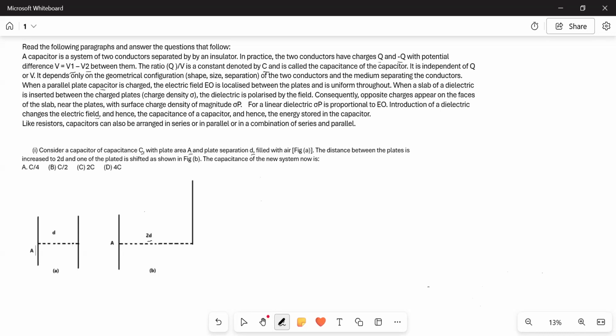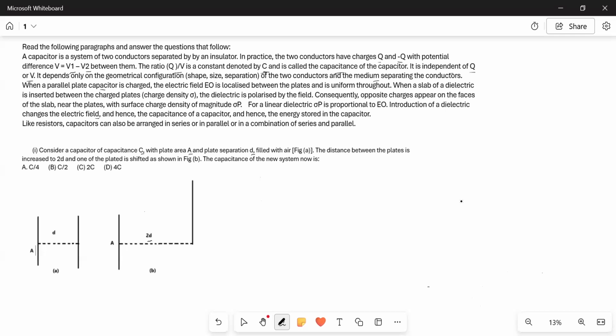The ratio Q by V is a constant denoted by C, which is the capacitance of the capacitor, which is independent of Q or V, but it depends upon the shape, size, and separation and the medium between the plates.